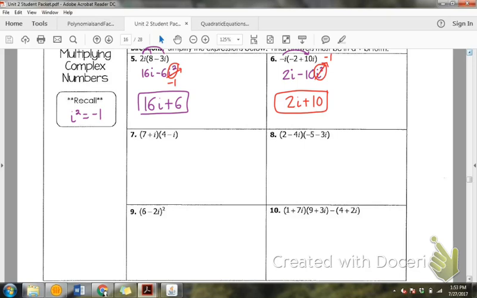Okay. What do you think about number 7? Cedric says the FOIL method, which is the same thing as distributing, right? So we're doing that big, long distributing where you do 7 to both the 4 and the -i, and then you do i to the 4 and -i. Okay, so go ahead and do that. 7 goes to 4 and -i. And then the i goes to 4 and -i.